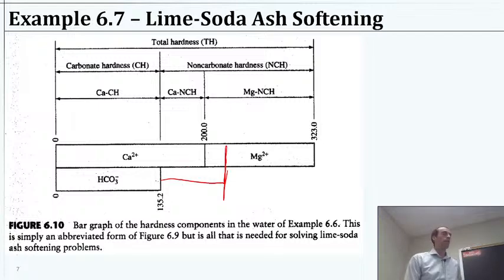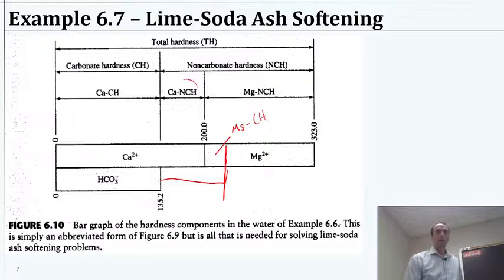a bunch of bicarbonate outpacing the calcium, and then we would have some magnesium carbonate hardness. So in this case, we could write that as magnesium carbonate hardness, I guess, right? Or magnesium CH, right?